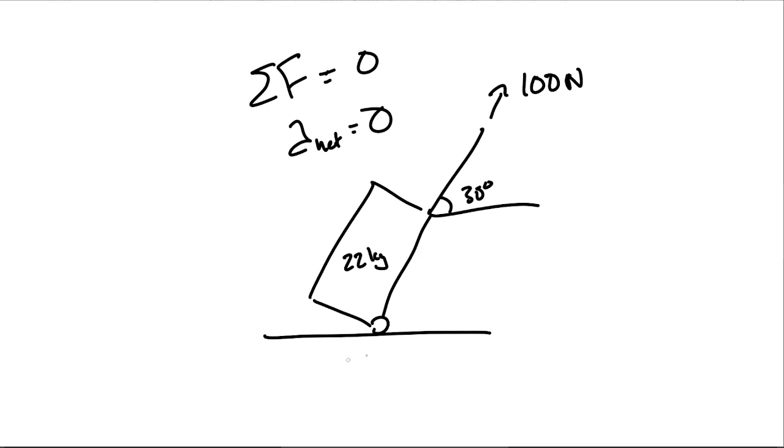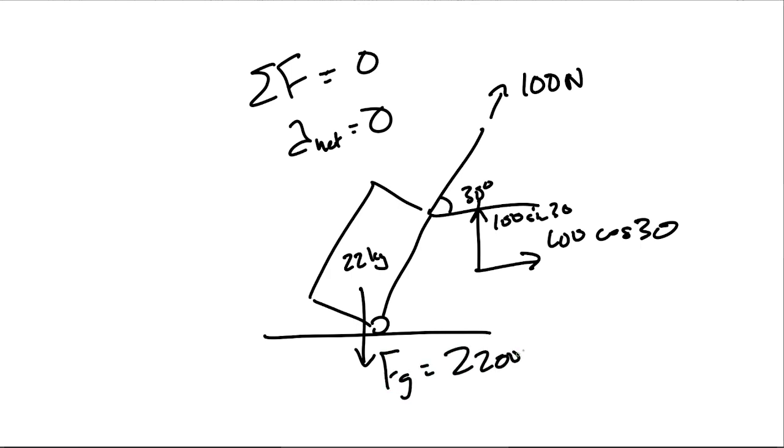Okay, so first, we have a force in this direction. We can split it into two components, right? We have 100 cosine 30, that's our horizontal component. And we have our vertical component, which is 100 sine 30. We have a total gravitational force of 220 newtons. We have an upwards force of 100 sine 30, and we also have a normal force.